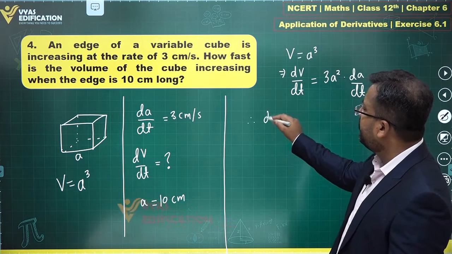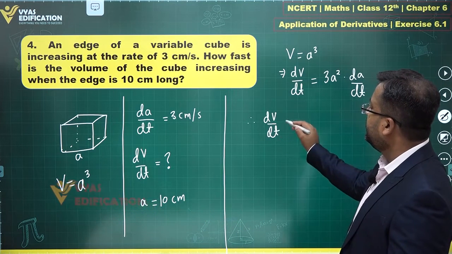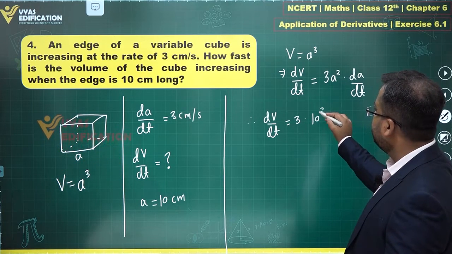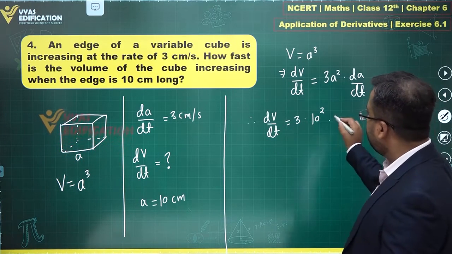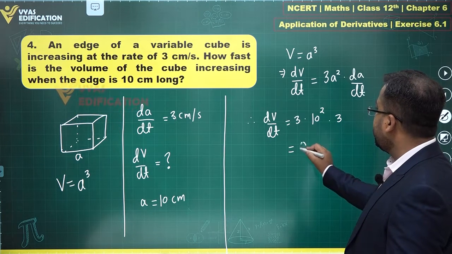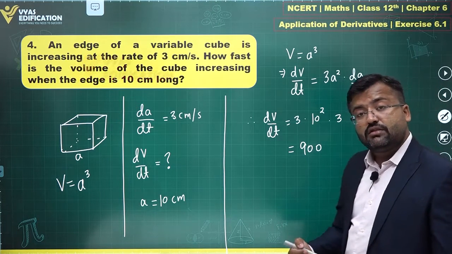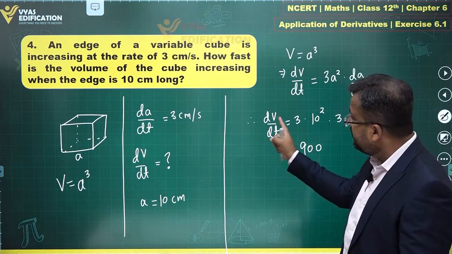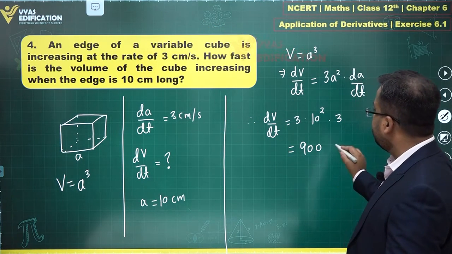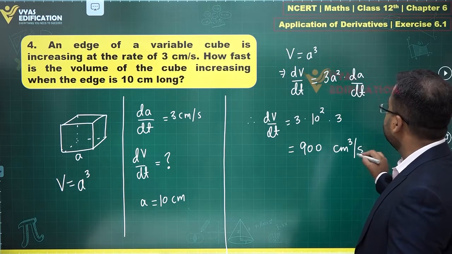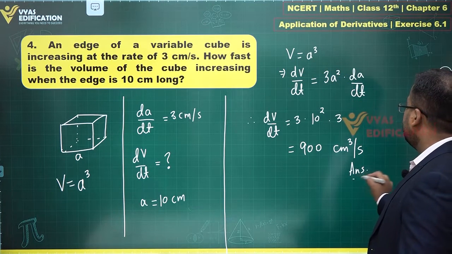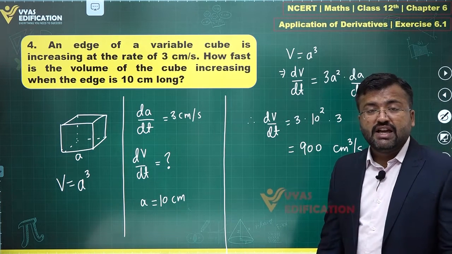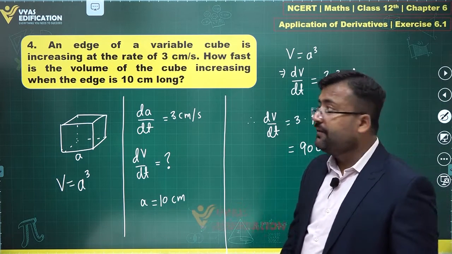Therefore, now let's substitute the values. dV by dt is equal to 3 times a square. What is a? A is 10. So 3 times 10 square times dA by dt, which is also 3. So this is 900. And what will be the unit? Length is in centimeters, so this becomes centimeter cube, per second. Centimeter cube per second is my answer for this question. That's the fourth question for us. Let's move on to the next one.